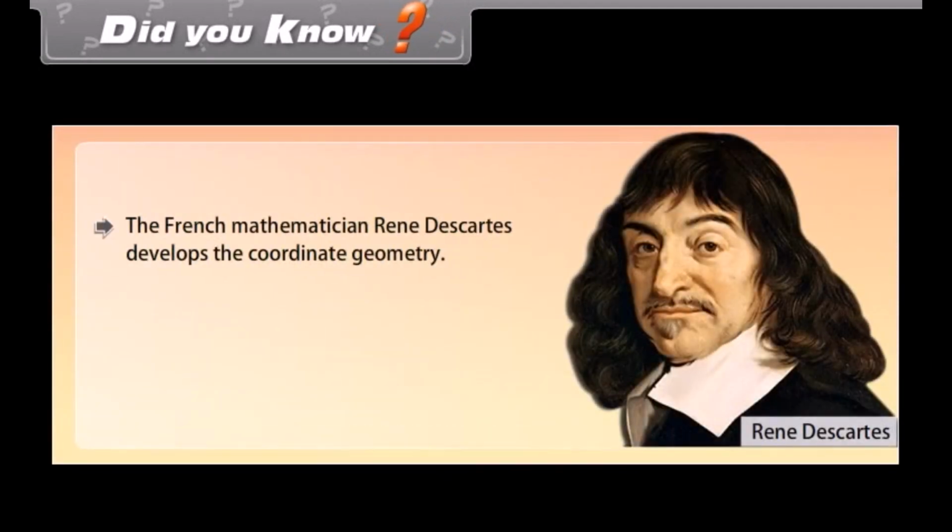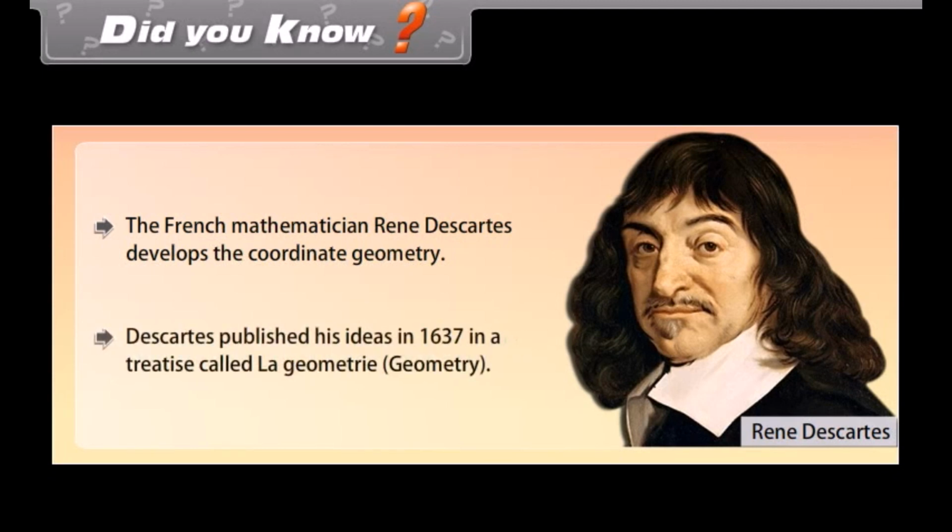Did you know? The French mathematician René Descartes developed coordinate geometry. Descartes published his ideas in 1637 in a treatise called La Géométrie.